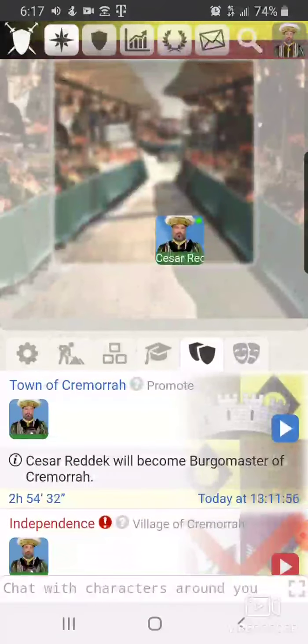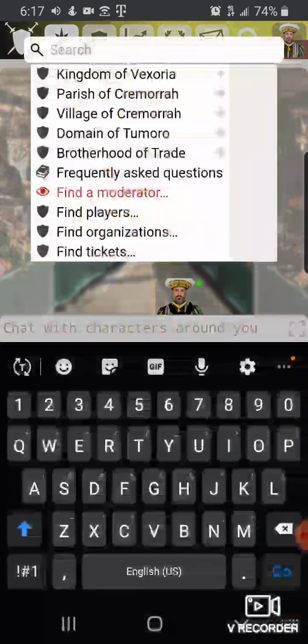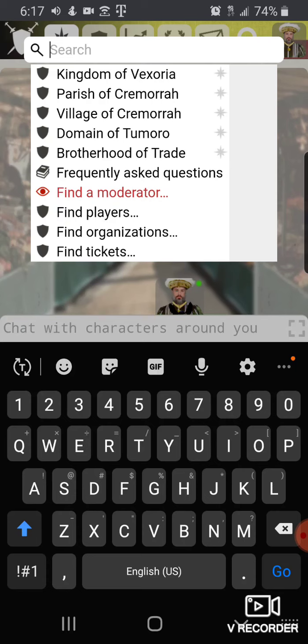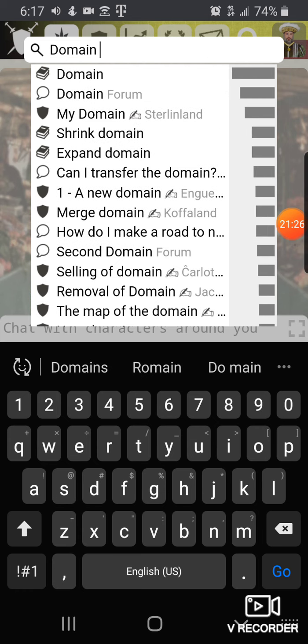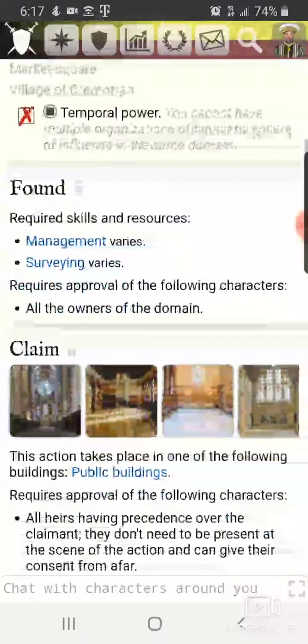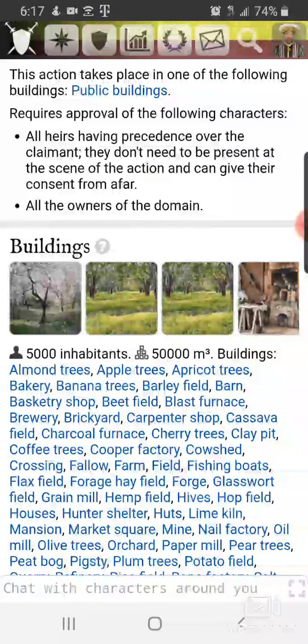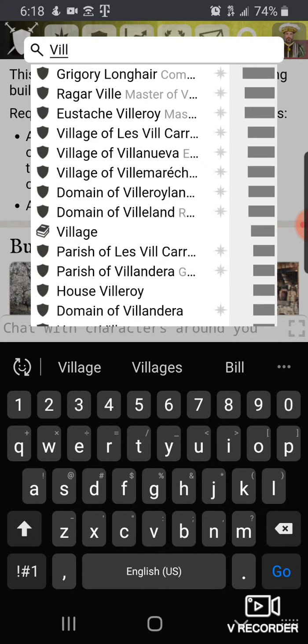I actually talked about population size earlier. If I demote it to a domain, it'd have the population max that I could have, and I can show you that real fast in the search tab. Let's see, domain. Oops. Oh, I hate this thing so much. If someone knows how to get rid of that, let me know. Here we are. Alright, so let's scroll down. 5,000. Village. Here we are.